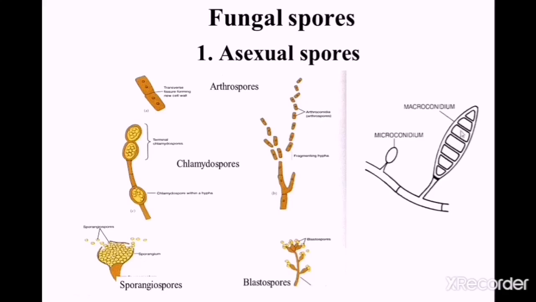Then there are conidia, which are also asexual reproductive structures. They are present on specialized hyphae which are called conidiophores. There are two types of conidia: macroconidium and microconidium.